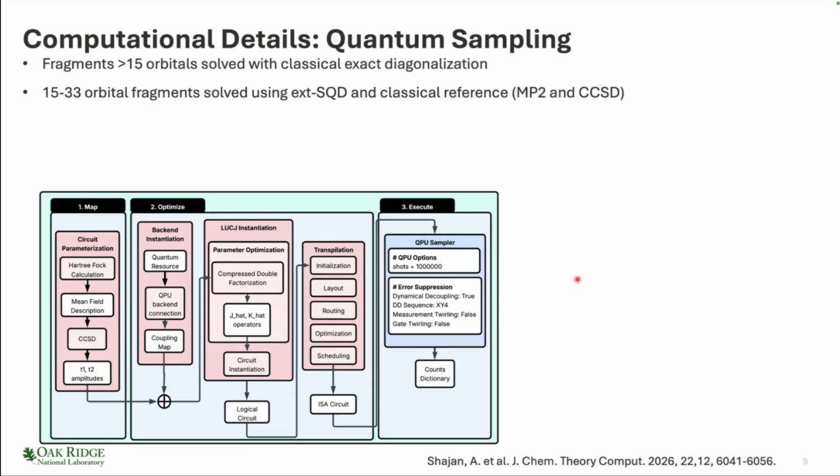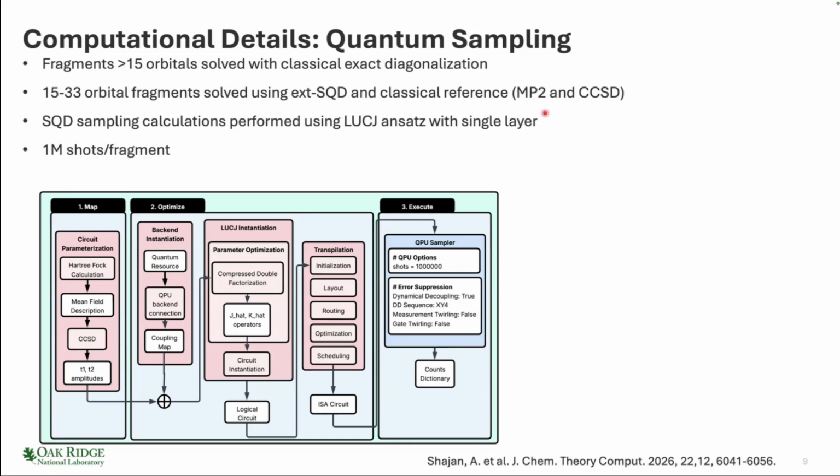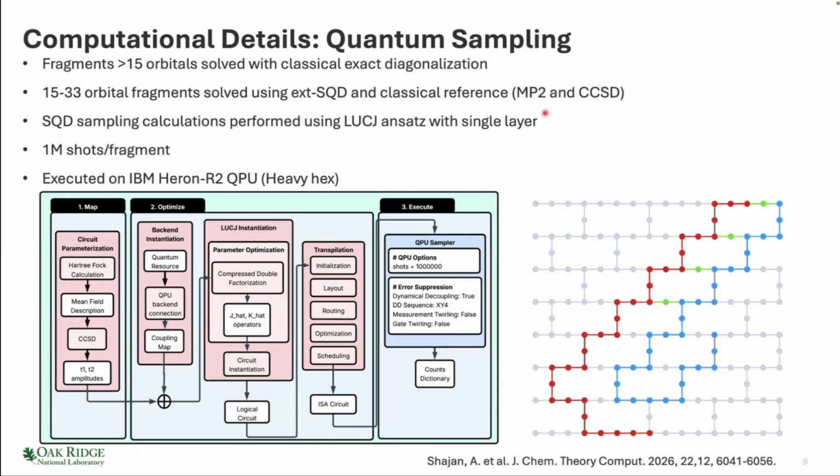So like I said, fragments less than 15 orbitals are solved with classical diagonalization. For the 15 to 33 orbital fragments, they'll be solved using this extended SQD with a classical reference. The sampling is using this local unitary cluster Jastrow ansatz with a single layer, and it's 1 million shots per fragment, which will be executed on IBM's Heron R2 QPUs, which are a heavy hex layout.